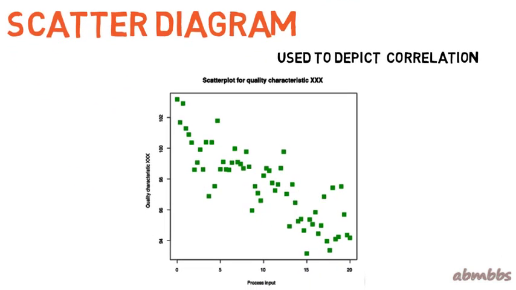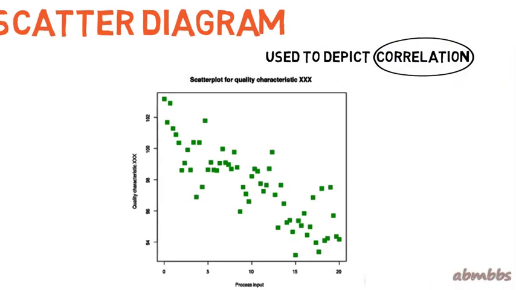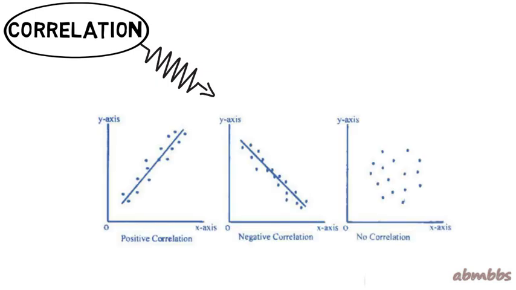Now, coming back to scatter diagram, we have understood that it is used to depict correlation. But how? Look at the diagram on the left. Here, the dots are arranged in such a manner that their average forms a straight line whose slope is positive. This slope is the correlation coefficient R. When the correlation coefficient R is equal to +1, then it is called positive correlation.